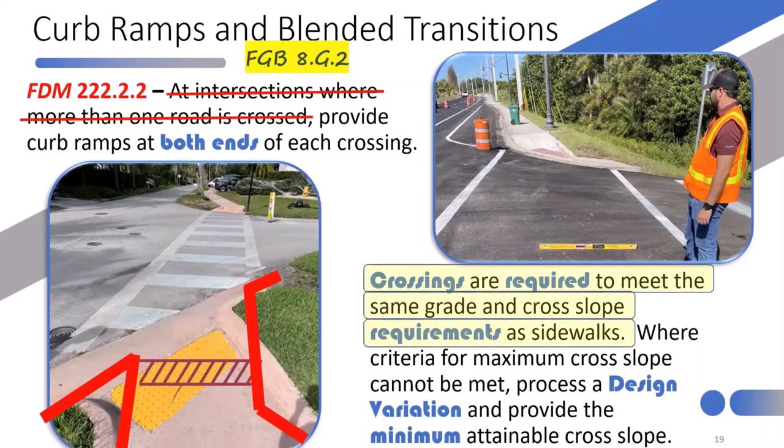In the paragraph on the lower right, it says crossings are required to meet the same grade and cross slope requirements as sidewalks. So our roadway crossings must hold to a 2% max cross slope, and they generally follow the profile grade of the parallel roadway next to them. There's only one exception to this, and we'll talk about that in a future slide. But where that design criteria can't be met, and I'm speaking of the nominal criteria, then a design variation must be processed at the district level.